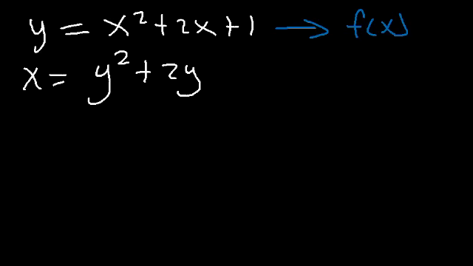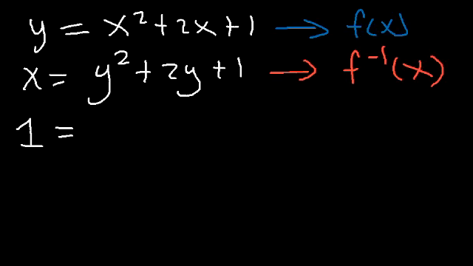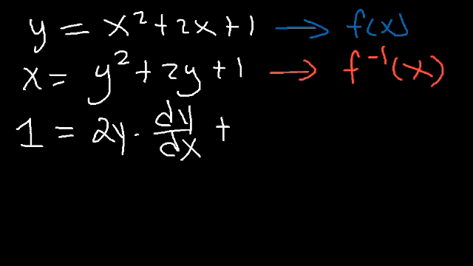Once you do that, you move away from the original function f of x to the inverse function f negative 1 of x. Now at this point, we can find the derivative of both sides with respect to x. So the derivative of x is 1. The derivative of y squared is 2y times dy/dx. Anytime you differentiate a y variable for implicit differentiation, always add dy/dx. The derivative of 2y is 2, but times dy/dx. And the derivative of 1 is simply 0.